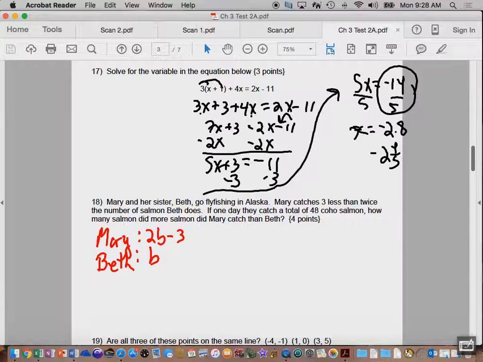okay? One day they catch a total of 48, so if I add them up, B plus 2B minus 3, I've got to get 48. And the biggest mistake I saw on kids' tests was where kids wrote 2B minus 3 is 48. They forgot about the other B. It's very important that you take a second to set it up like this properly.